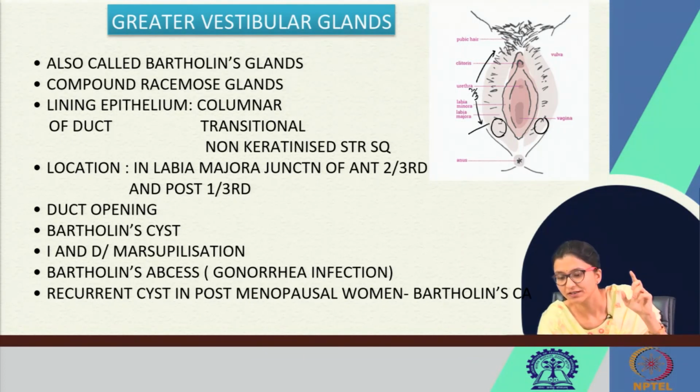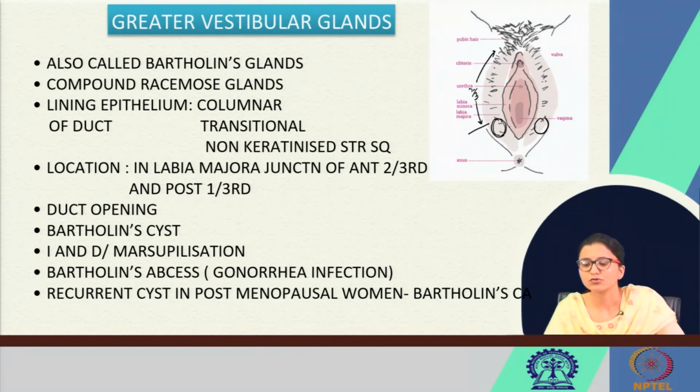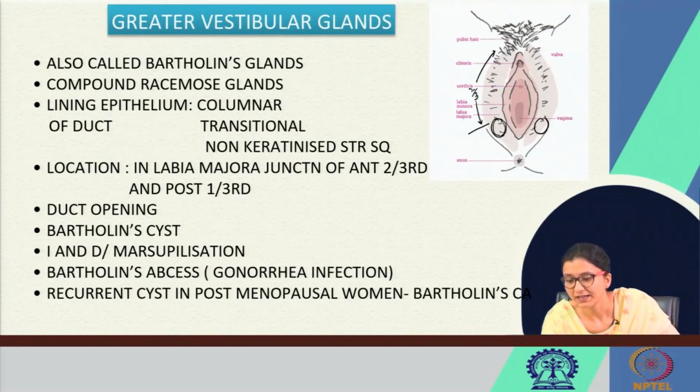They are located at the junction of anterior 2/3 and posterior 1/3 in the labia majora. They are of peanut size, very small, 1.5 to 2 centimeters, and they are not palpable in normal circumstances, and they open into the vestibule via the duct, Bartholin's duct, midway between the vagina and the labia minora. This is the opening of the Bartholin's gland.